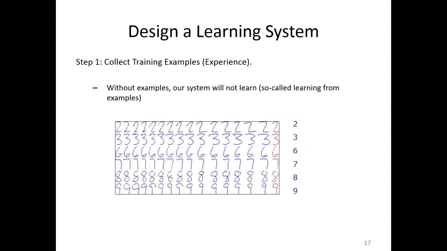So we need to collect training examples. For example, we write 2, 2, 2 many times, and we need to tell the system this is number 2. For 3, we need to write it in a different way, or maybe by different people, and we need to tell the system that it is number 3. So we call it supervised learning.